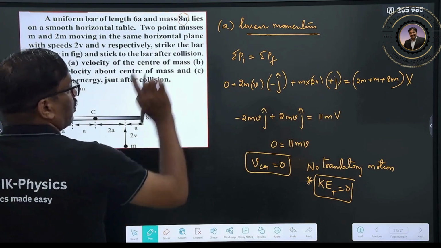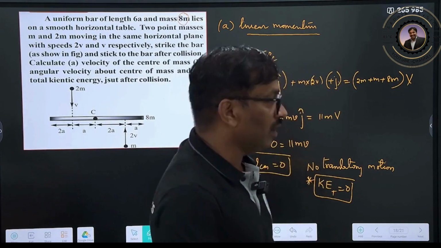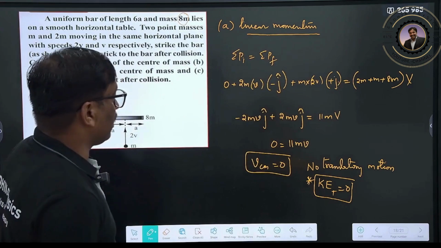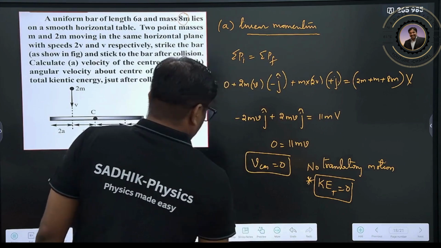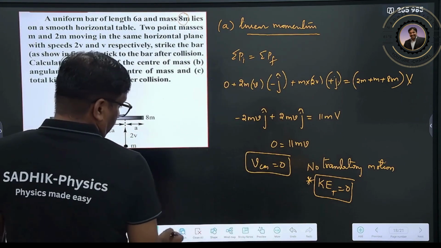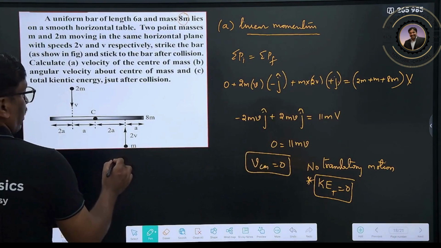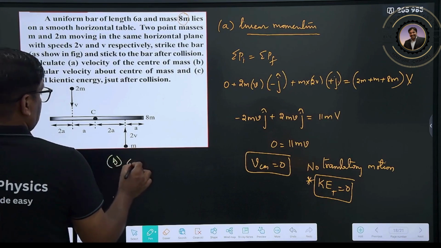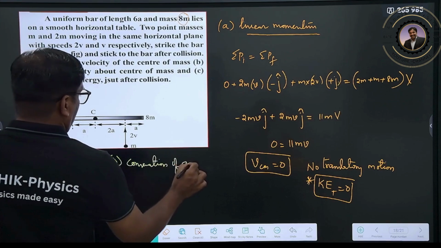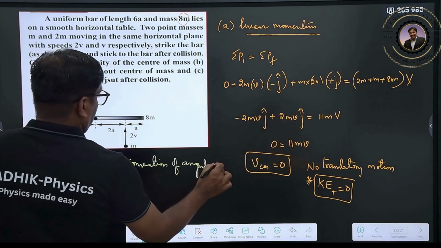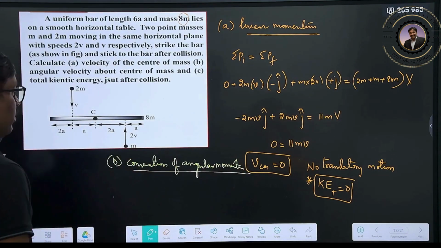Now, for translational motion, linear momentum is conserved; for rotation, is angular momentum conserved? Let us see how angular momentum works in this one. So, the net torque... The second one is conservation of angular momentum. Clear? Conservation of angular momentum.